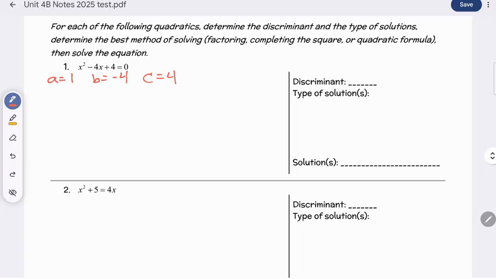Our discriminant is b squared minus 4ac. Right, so b squared minus 4ac, this is going to be negative 4 squared minus 4 times 1 times 4. That will be 16 minus 16. So our discriminant is 0. That means we have one real rational root.